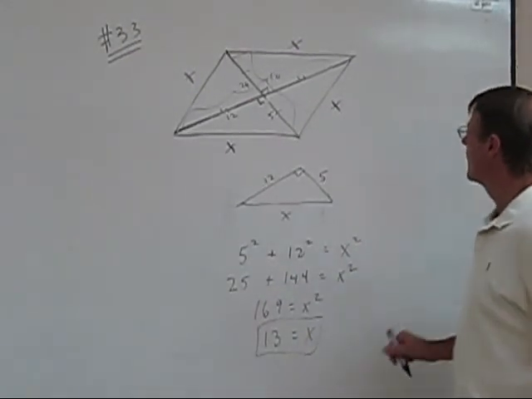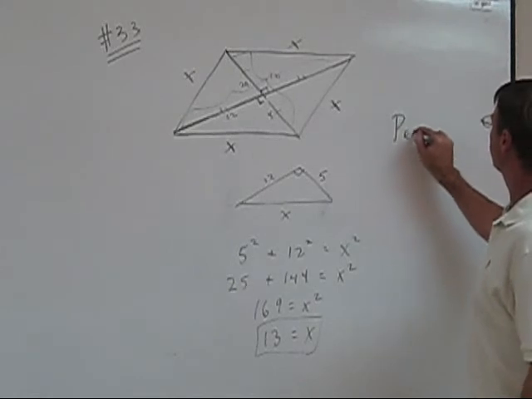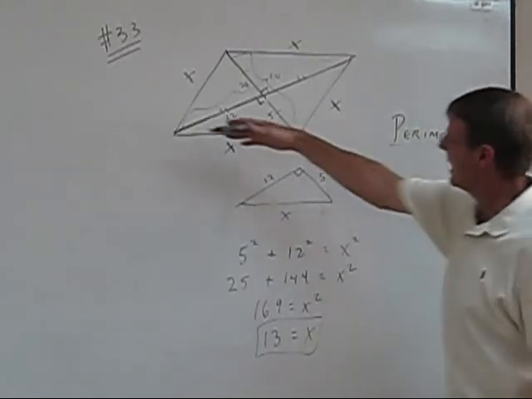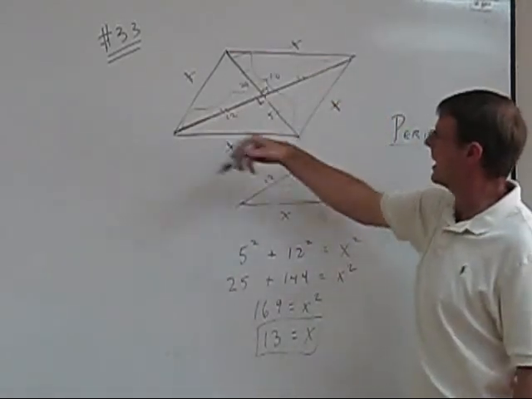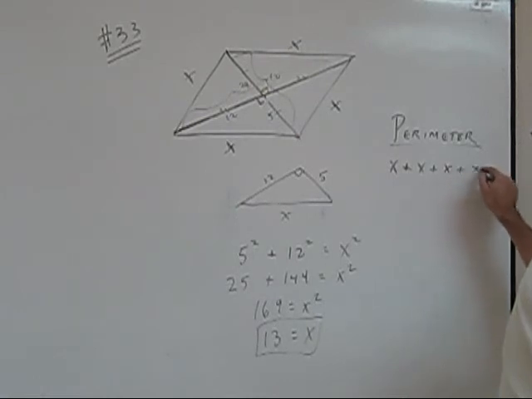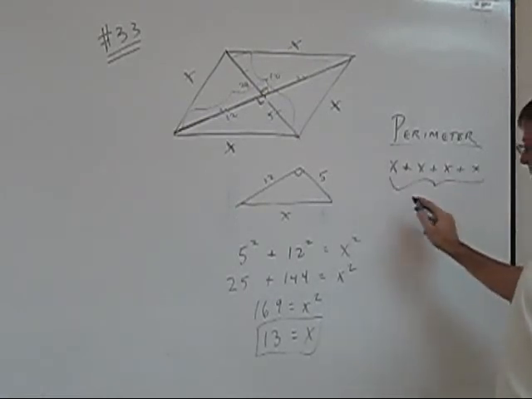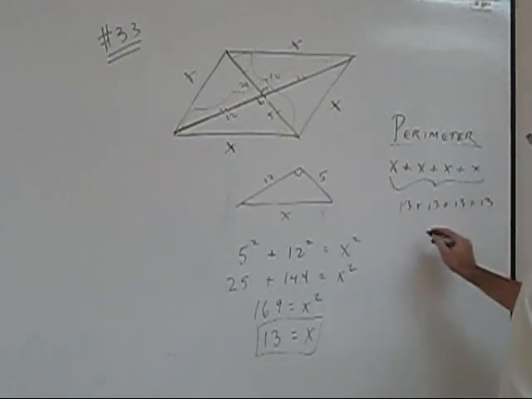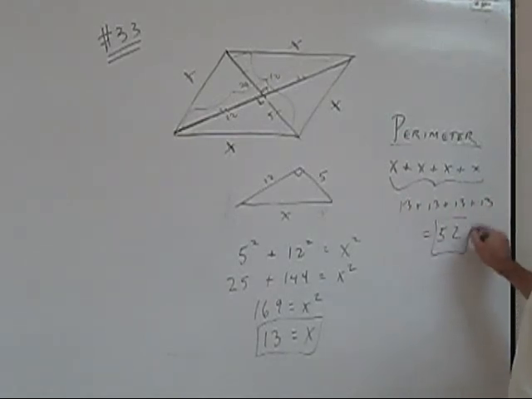So now I know x. The perimeter, that's where I add up all the lengths of the outside. So I have x plus x plus x plus x. That's equal to 13 plus 13 plus 13 plus 13. And that's equal to 52. So there's your perimeter right there.